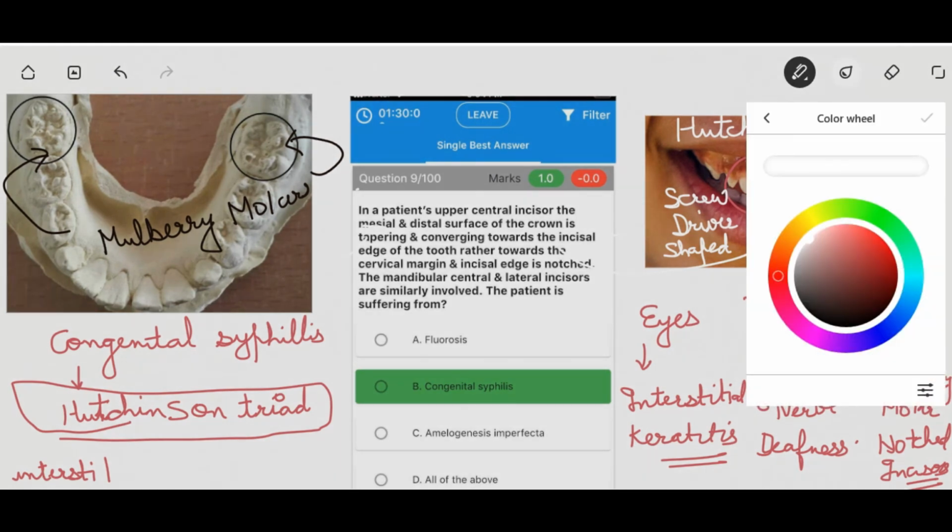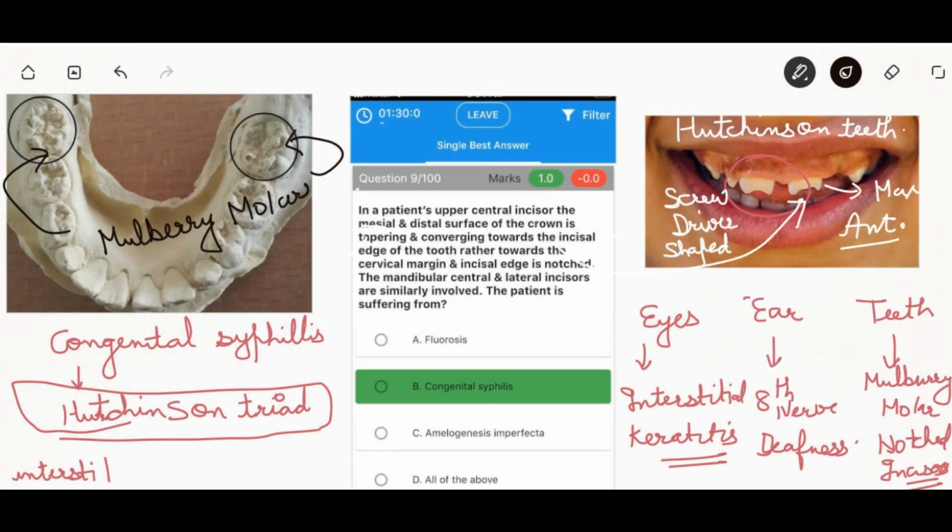Coming to the mulberry molars, the crown of the first molars is irregular, and the enamel of the occlusal surface and occlusal third of the tooth appears to be arranged in a mass of globules rather than in well-formed cusps. So you will see the enamel in the form of globules rather than well-formed cusps. The crown will be narrower on the occlusal surface than at the cervical margin.